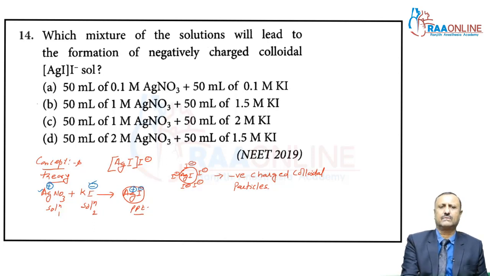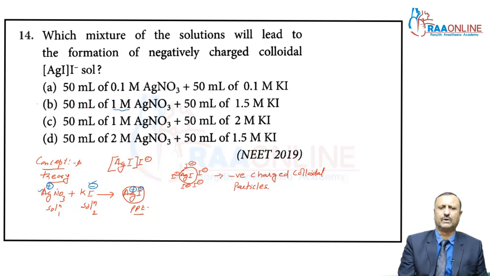So, you can see here option A, the concentration is the same, 50 of 0.1, 50 of 0.1. So, AgI may be positive or negative. Here the condition is 50% positive and 50% negative, because you can see here 50% of both electrolytes are mixed together. Now, we can go to option B.